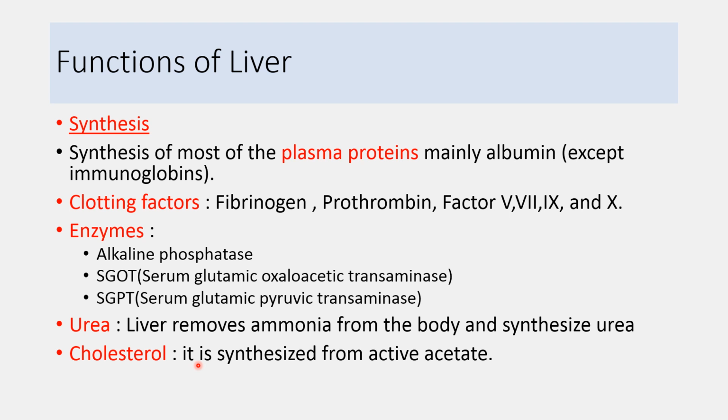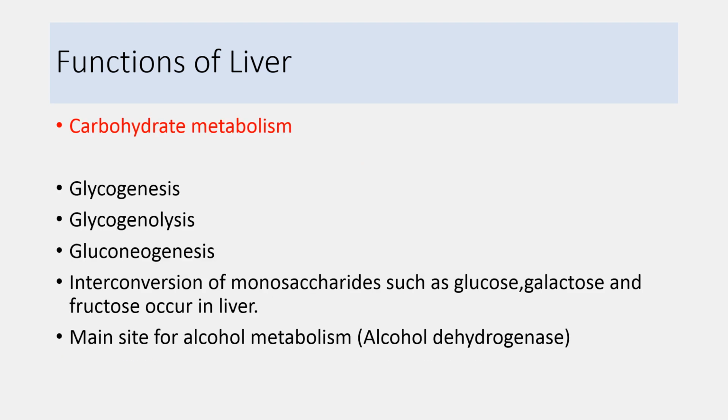So in the patient with liver disease, serum cholesterol level decreases, but in the patient with obstructive jaundice, serum cholesterol level increases. Liver plays an important role in the metabolism of carbohydrate, fats and protein. Now, first of all, the role of the liver in carbohydrate metabolism.